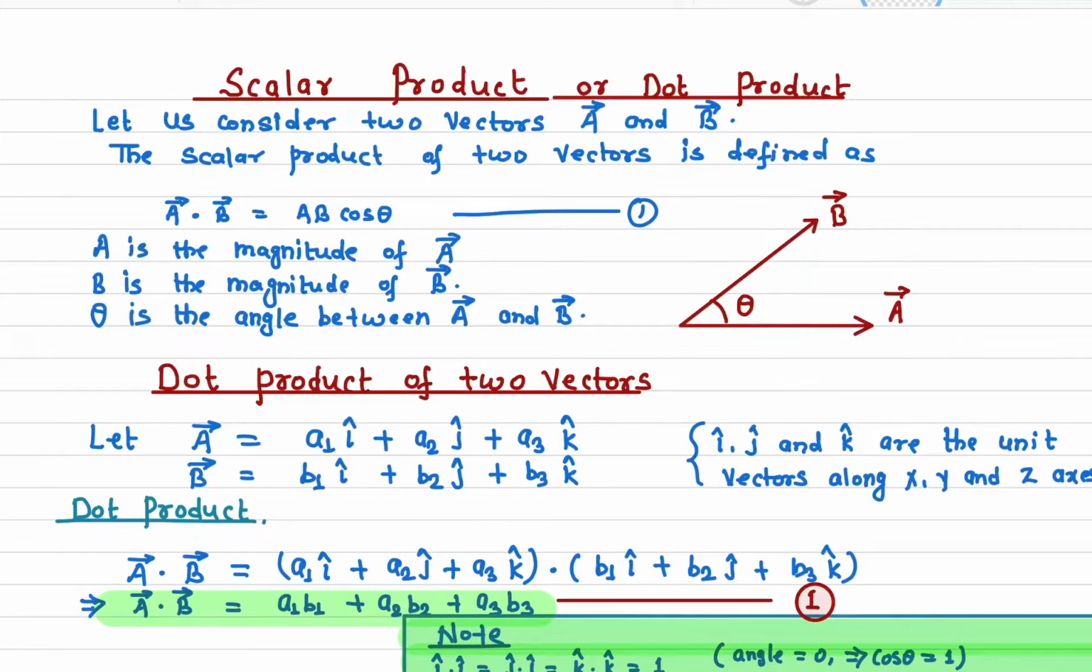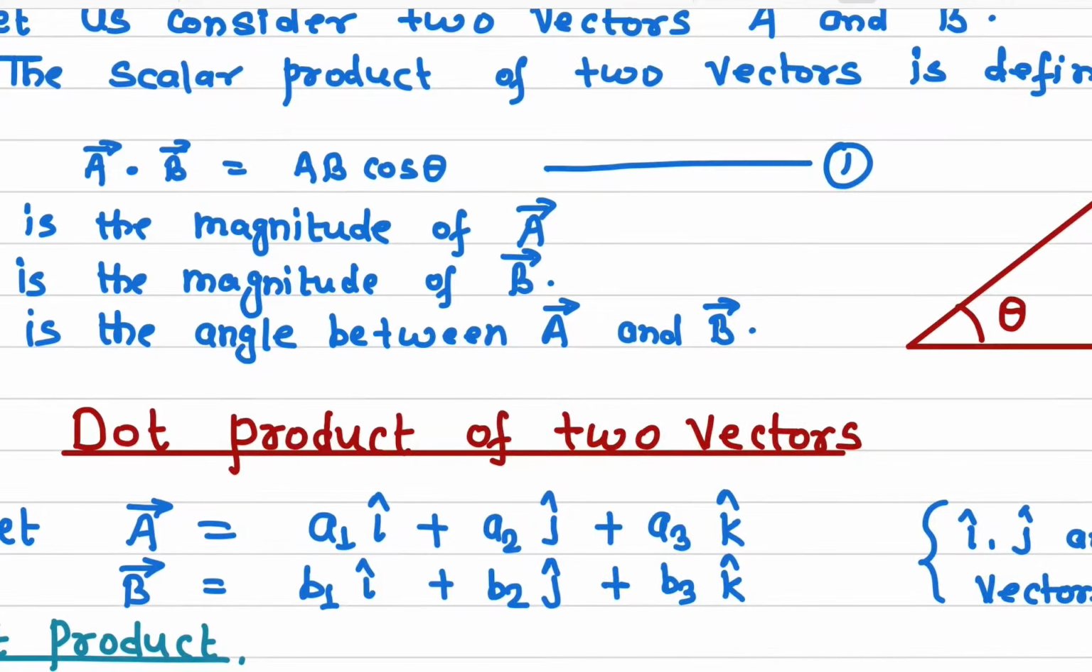Let's talk about the scalar product, or the dot product, of two vectors. Let us consider we have two vectors, a vector and b vector, and the angle between the two vectors is theta. Then the dot product, or the scalar product, of these two vectors is denoted by a vector dot b vector and defined as ab times cosine theta.